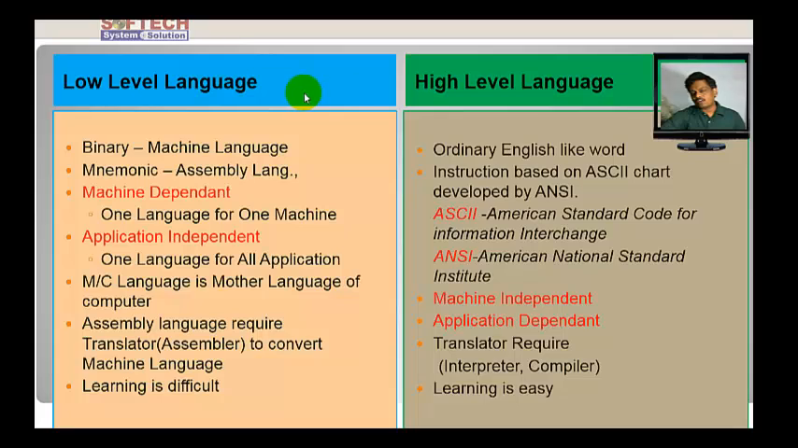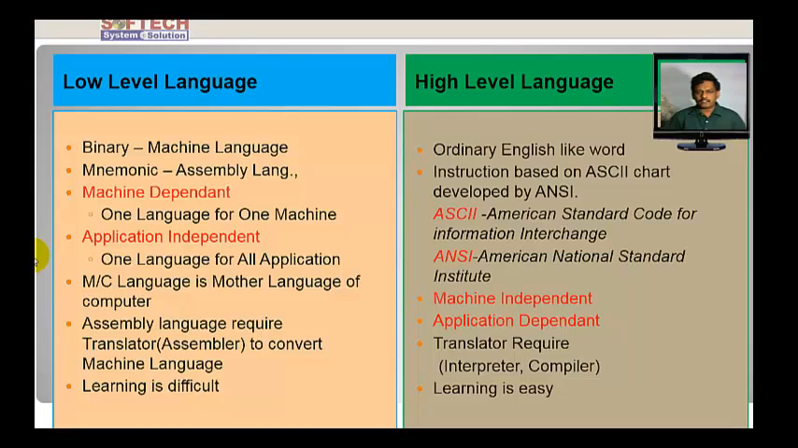What is the difference between low-level languages and high-level languages? What is the definition of low-level languages and the specialty of low-level languages? These are all the features of low-level languages and high-level languages. Each and every language, whether human languages or computer languages, has a unique symbol. For English, the unique symbol is A to Z, small a to z, capital A to Z. This is the symbol of the English language.